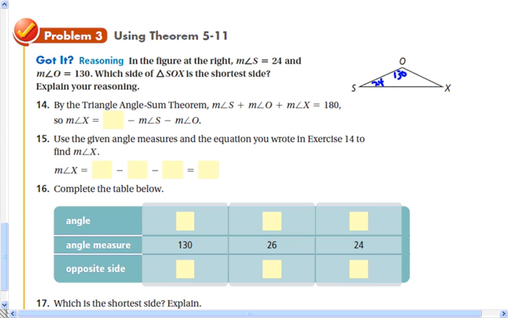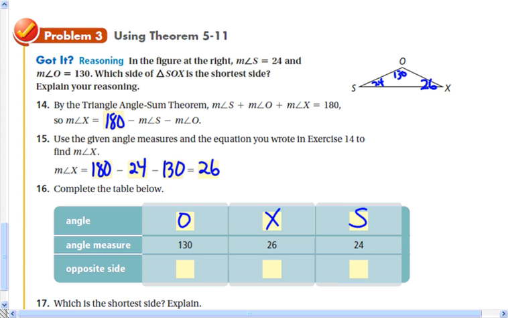So the measure of angle S plus measure of angle O plus the measure of angle X is equal to 180. So the measure of angle X is equal to 180 minus the other two angles. So we need to do 180 minus 24 minus 130, and that's equal to 26. So we now have that angle X is 26. So 130, that's angle O. 26 is angle X. 24 is angle S.